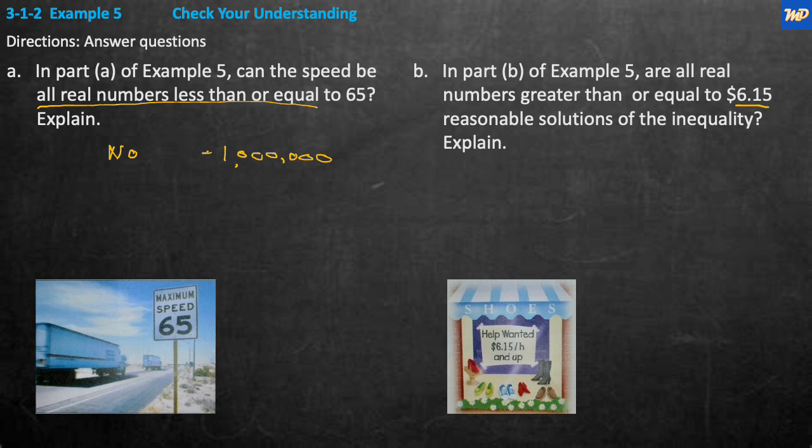Well, you think, yeah, I guess theoretically, as we like to say, yes. But in all reality, is someone in this shoe store going to make $1 million an hour? A million would satisfy the inequality. It's greater than $6.15. How about $1 trillion an hour? Can you make that? No. So that's what they're saying. Again, the answer here is no.